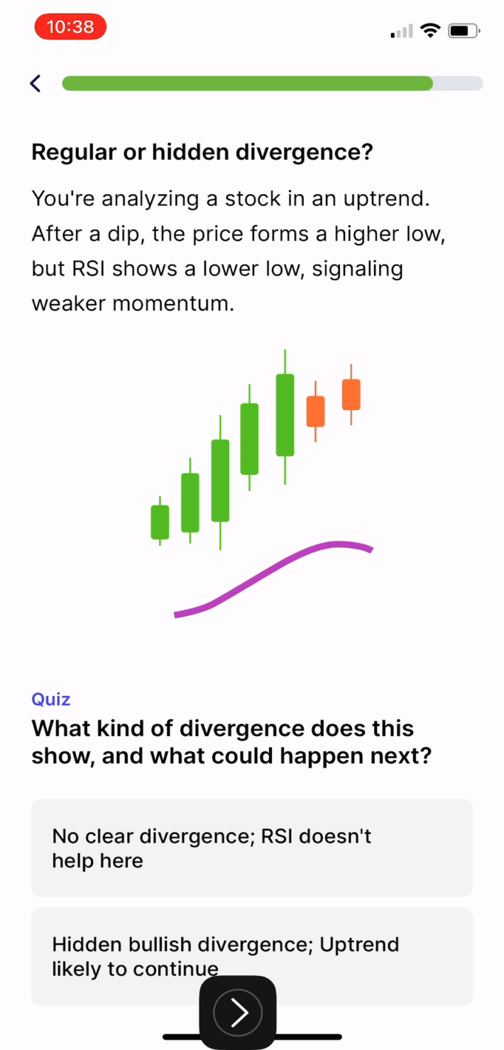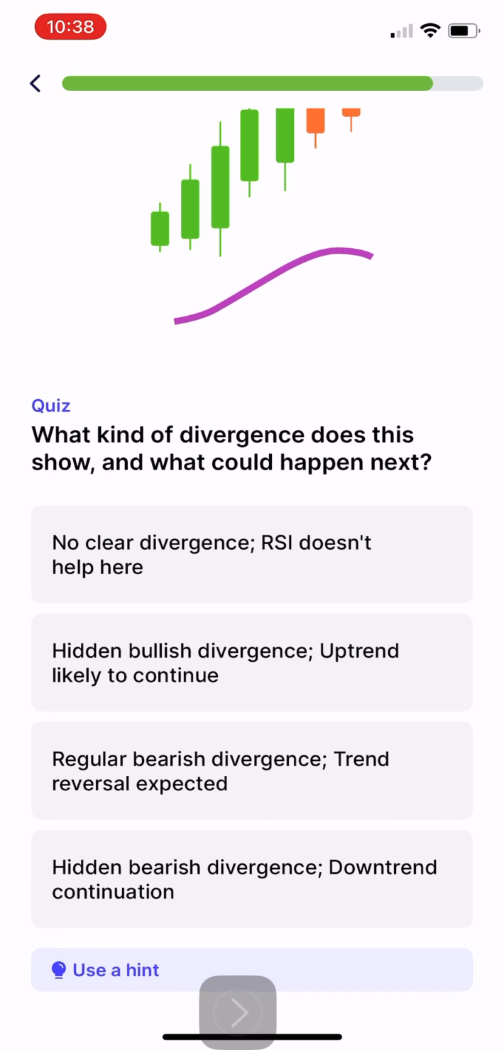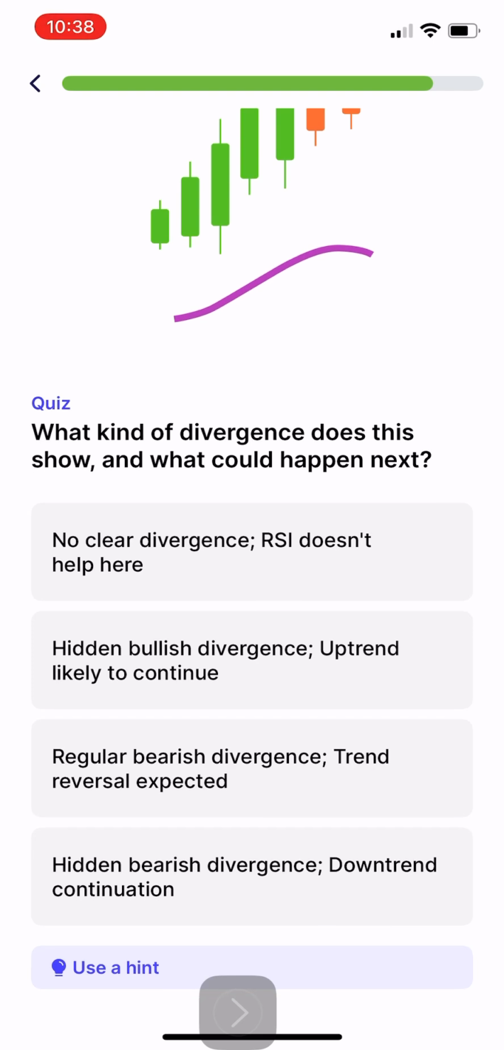Regular or hidden divergence. You're analyzing a stock in an uptrend. After a dip, the price forms a higher low, but RSI shows a lower low, signaling weaker momentum. Quiz: what kind of divergence does this show, and what could happen next?